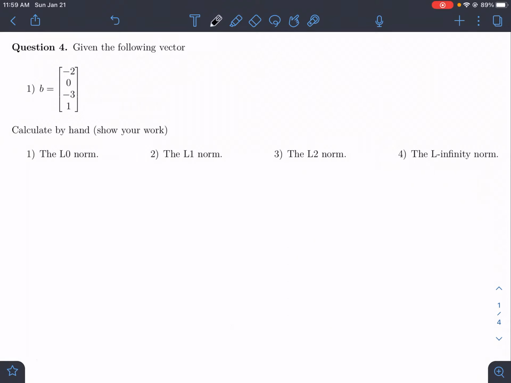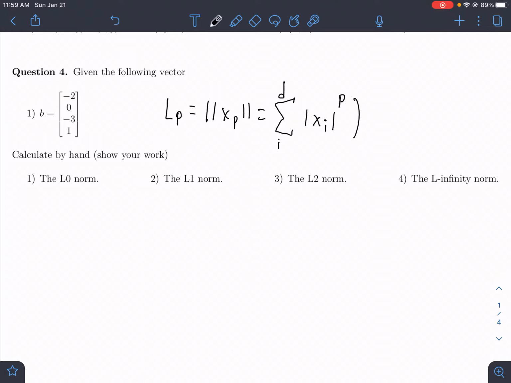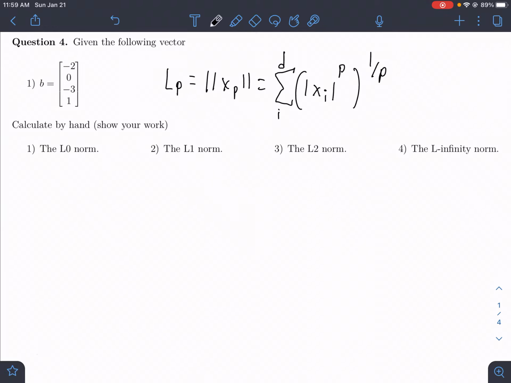Hello. In question 4, we're asked about the Lp norm. Now, the important rule to remember here is that L sub p is just a distance metric. So the norm of x sub p is equivalent to the sum for all i to d of |x_i|^p, to the 1 over p. This may not make a lot of sense yet, but as we use it, it will be obvious.